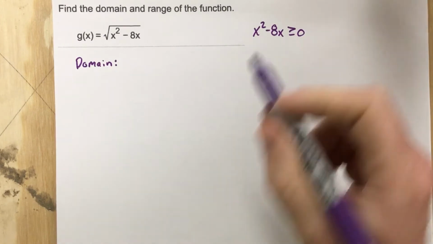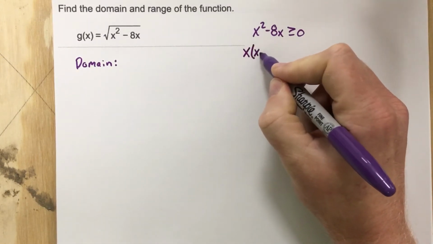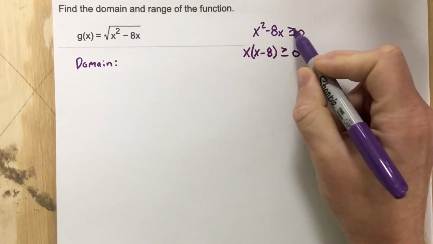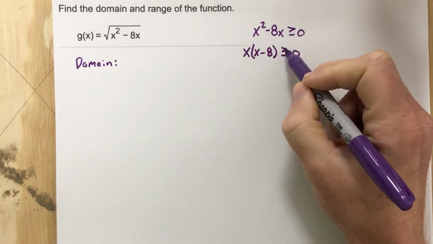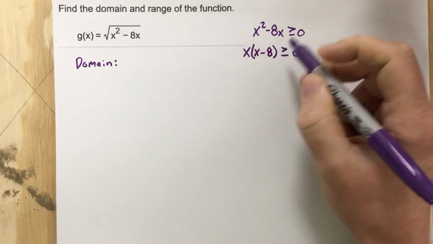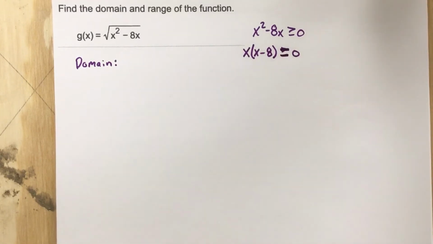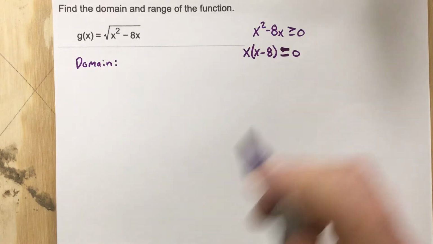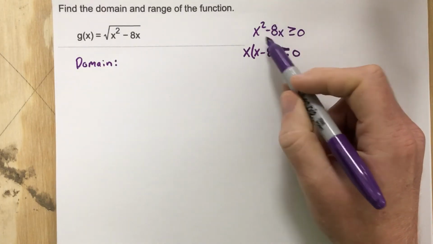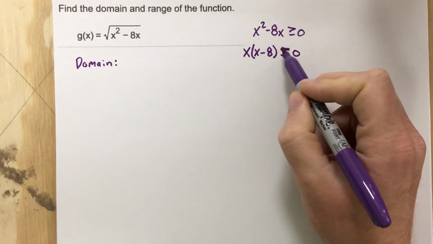So the first thing I'll do is factor out an x, and I get x times x minus 8 greater than or equal to 0. Now because this is an inequality, actually the first thing I should have done is change this inequality to just an equal sign. So I'm going to say that this is an equal sign, not a greater than or equal to sign, because I'm looking for the roots, and then I'm going to assess the quadratic using a number line.